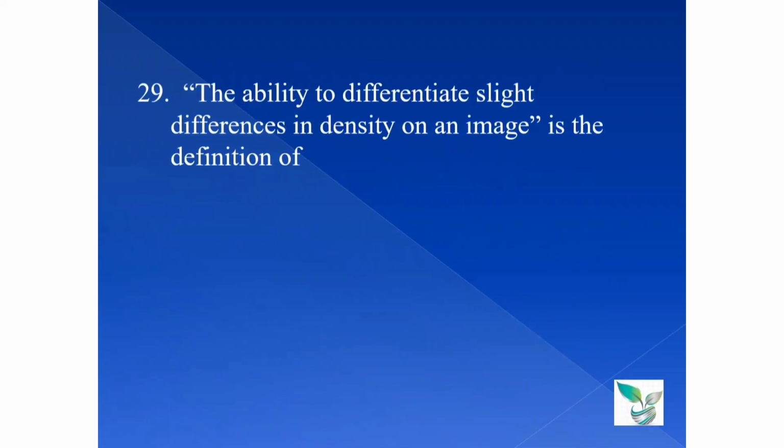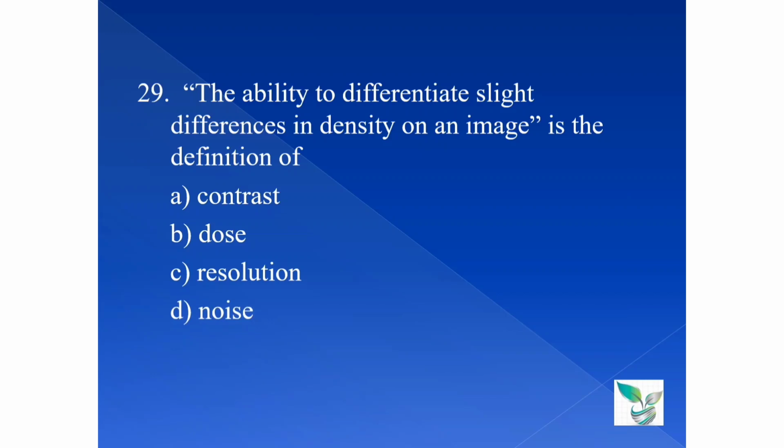Moving on to the next question, question number 29. The ability to differentiate slight difference in density on an image is the definition of option A, contrast, option B, dose, option C, resolution, and option D is noise. The answer is option A, contrast. The ability to differentiate slight differences in density on an image is known as contrast.